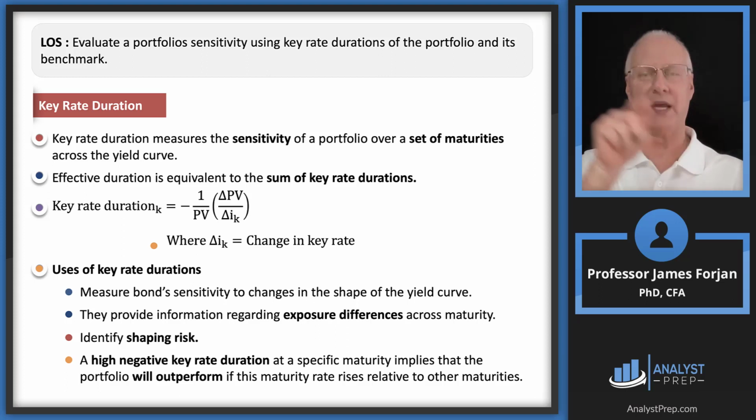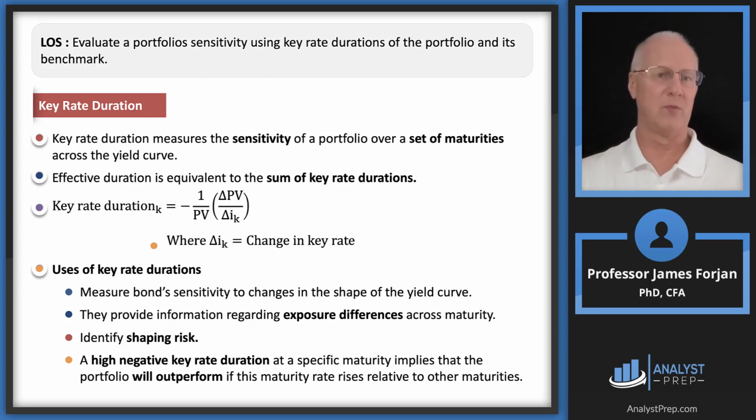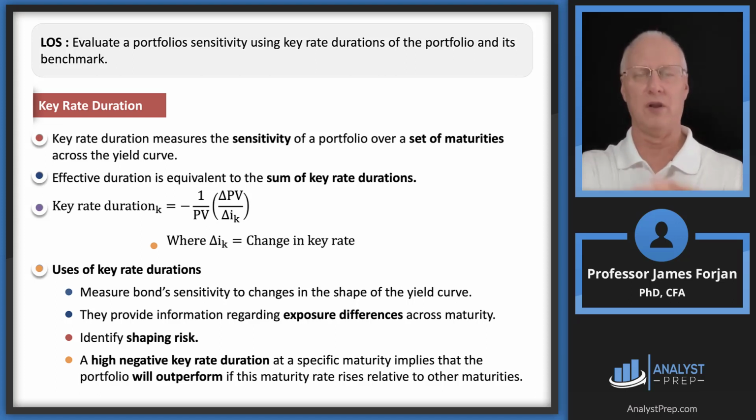So you can have a key rate at 3 and 5 and 10 and 12. In my example, we just had one key rate duration. Effective duration is just the sum of all of those key rate durations, which is what I was just saying. There's a good old equation there. You probably saw this back in level 2, but I want to add a couple of my editorials here on key rate duration.